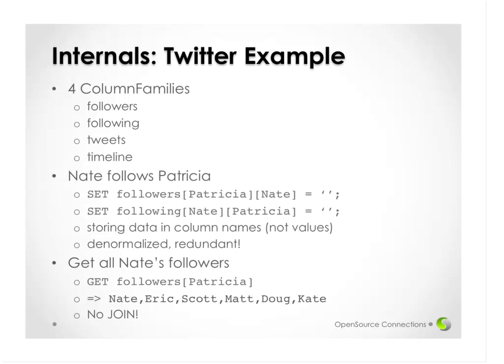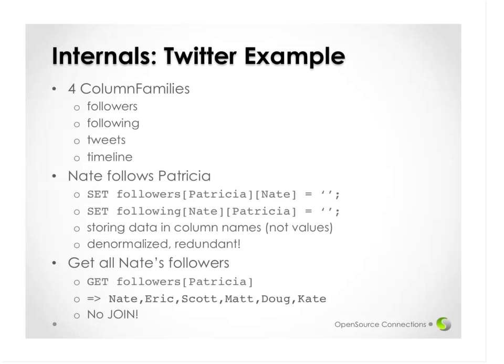So this is an example of storing data in column names without values. It's denormalized and it's redundant. And we are trading off normalization for the ability to shard, like I said earlier, and for the speed that we get. And I think we're probably all running into problems where that's a choice we have to make. And Cassandra does a good job with it.